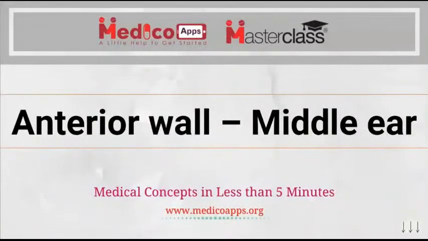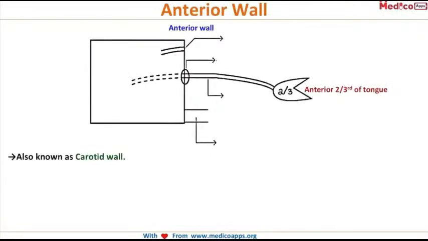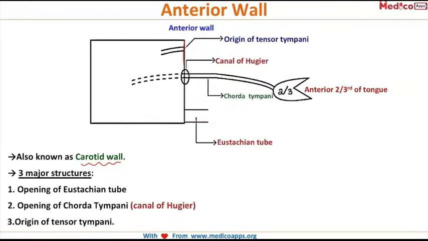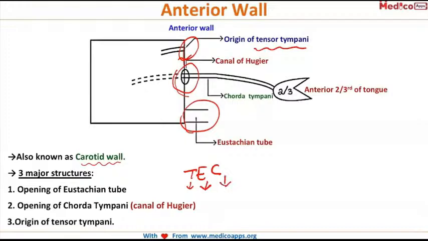Now let's look at the anterior wall of the middle ear. The anterior wall is also known as the carotid wall. It has three major structures: the opening of the eustachian tube over here, the opening for the chorda tympani nerve over here, and also the origin of tensor tympani. Please remember these three structures. You can remember it as TEC. T is for tensor tympani, E is for eustachian tube, C is for chorda tympani.